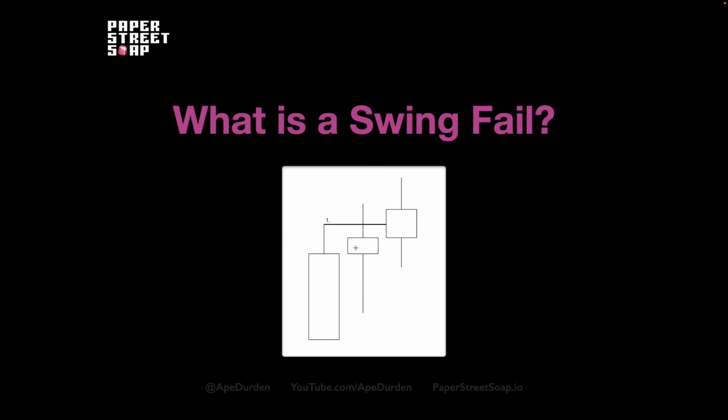Okay, these are weekly candles. We have a high form, and then the next week takes that high out but closes below. That is a swing fail, because it failed to close above and is generally quite bearish.